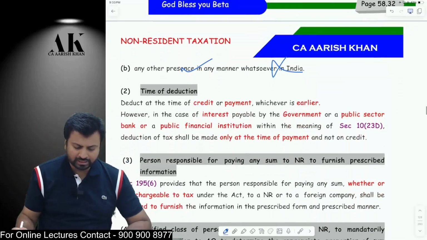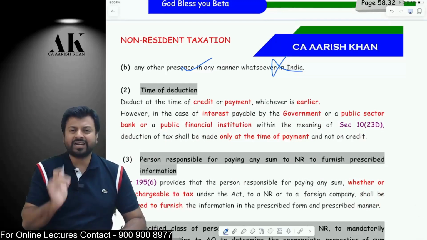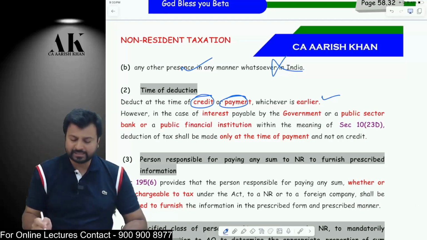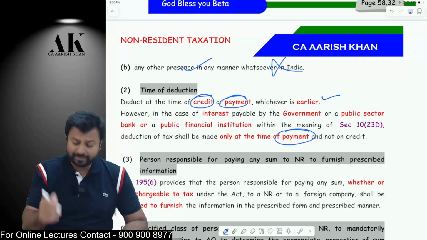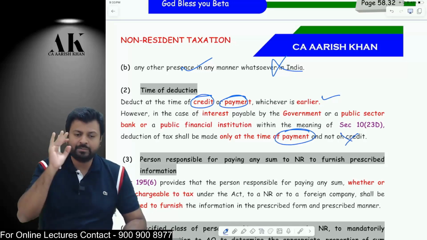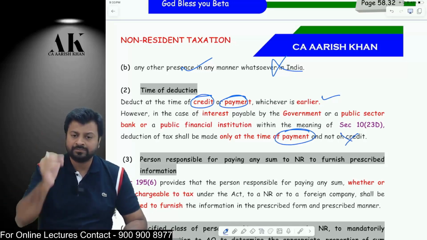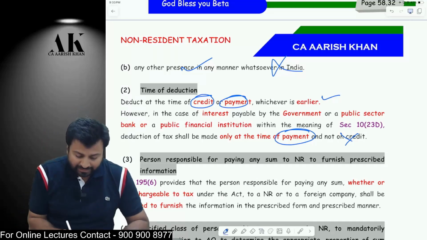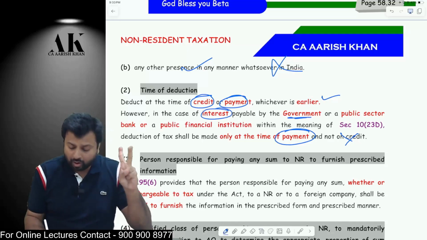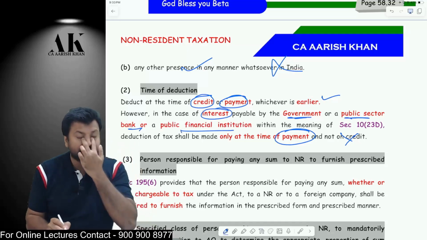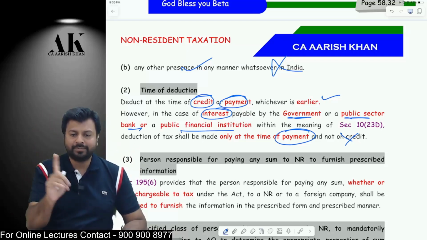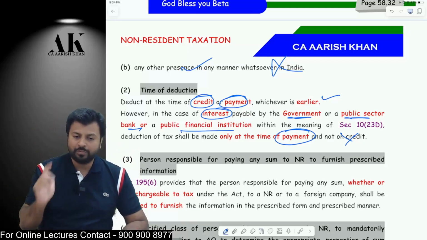Now the very important question, what is the timing of deduction? Generally you should deduct TDS on credit or payment, whichever is earlier. But in some cases, you should deduct TDS only on payment basis, not on credit basis. This is a very important point which is asked by the institute a lot of times. Okay. So what is that case in which you have to deduct TDS on payment basis, not on credit basis? When interest is payable by government or public sector bank or public financial institution. When interest is payable by these 3, you have to deduct TDS on payment basis, not on credit basis. I hope it is clear to all of you.